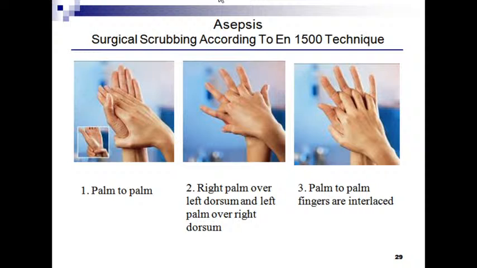You should apply palm to palm and perform frictions between dorsal surfaces of the palm. First position, right palm over left dorsum and left palm over right dorsum, and also you should perform some frictions. Third position, palm to palm, fingers are interlaced. Fingers of both hands should be interlaced to each other.